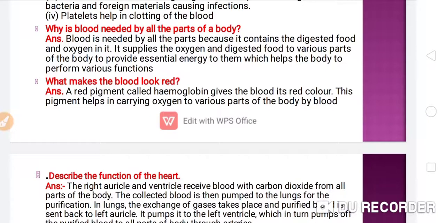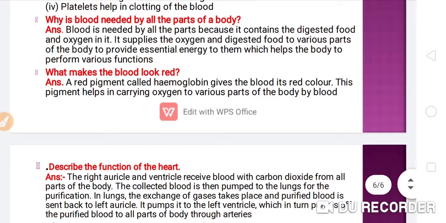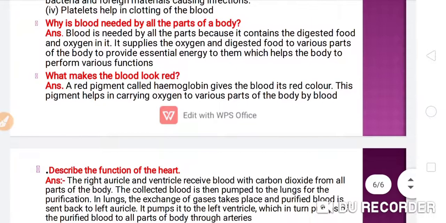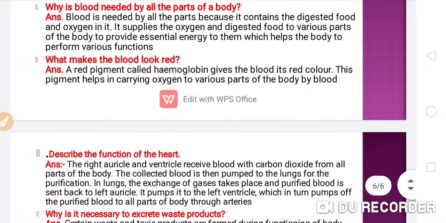Now next question, why is blood needed by all parts of the body? Blood is needed by all parts of the body because it contains the digested food and oxygen in it. It supplies the oxygen and digested food to various parts of the body to provide essential energy to them, which helps the body to perform various functions.